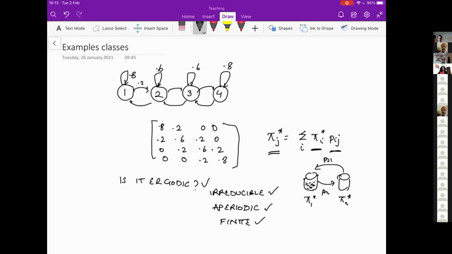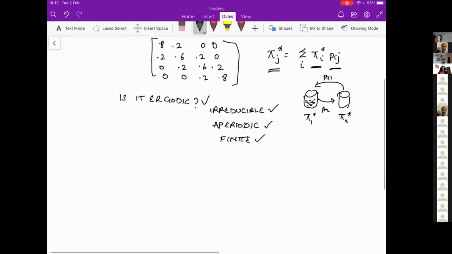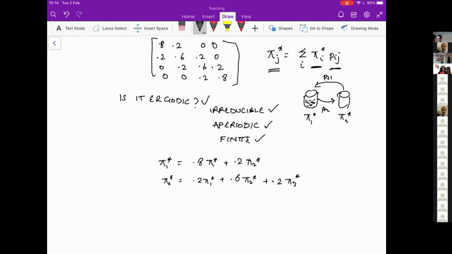When you fit in these equations, they become something like this: pi 1 star equals 0.8 pi 1 star plus 0.2 pi 2 star, and pi 2 star equals 0.2 pi 1 star plus 0.6 pi 2 star, that's a self loop, plus 0.2 pi 3 star, and so on. There are two more equations, and the last one is 1 equals pi 1 star plus pi 2 star plus pi 3 star plus pi 4 star.